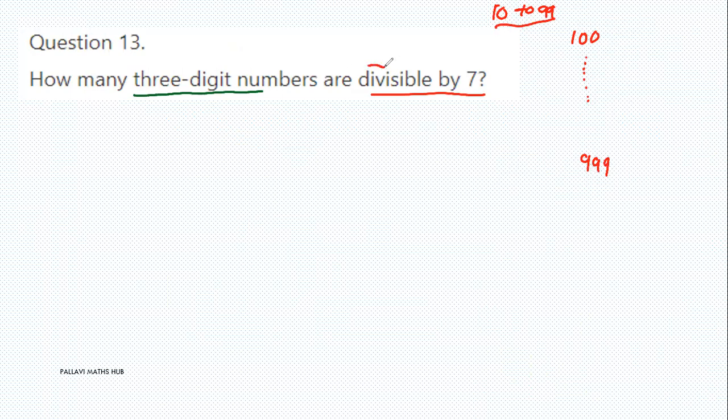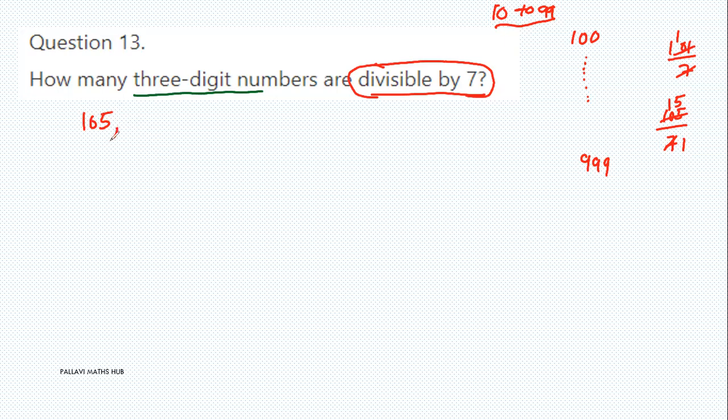But here one more condition. What is that condition? Divisible by 7. Is 100 divisible by 7? No, it's not divisible by 7. Next, check for 101. 101 divided by 7, no. This is also not divisible by 7. Similarly, check for 102, 103, 104, 105. 105 divided by 7: 7 5s are 35. Yes, 105 is divisible by 7. Write down your 105.